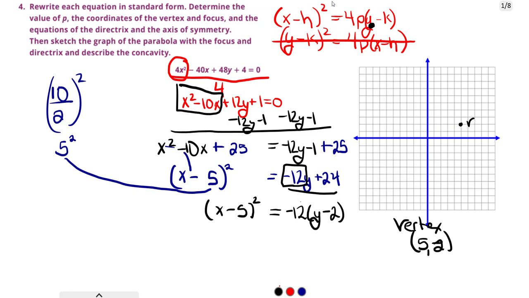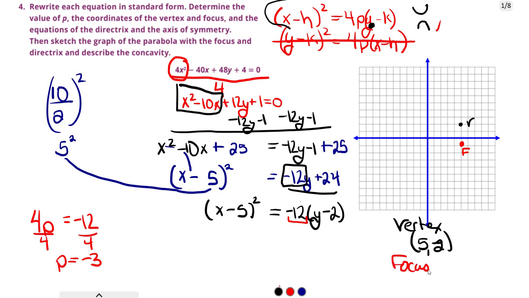And since it's x squared, that means that we're going to have either an up or a down parabola. We need to find our p-value in order to figure out what it is. And so remember, 4p is equal to whatever is in front of that parenthesis on our linear side. So negative 12. So divide both sides by 4. P is equal to negative 3. And so down is the direction if it's negative. So I go down 3. And that gives me my focus.